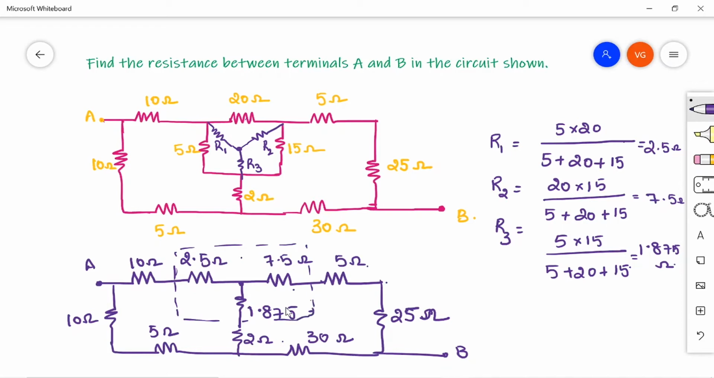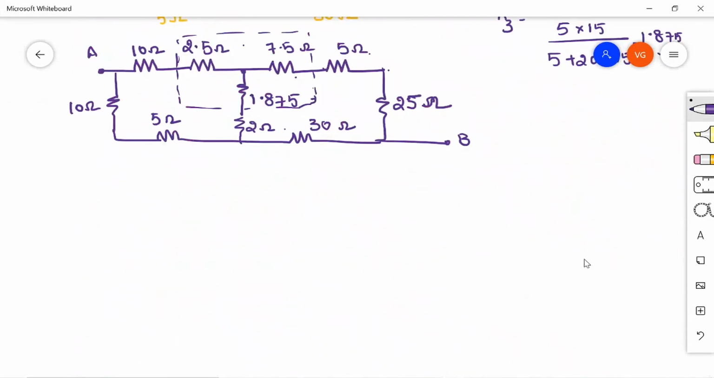Now you can simplify this circuit easily. 10 and 2.5 are in series, 7.5 and 5 are in series, then 1.875 and 2 are in series, right? Similarly this 25 also will come in series with this, right? So 7.5, 5 and 25 are in series. So let us draw the simplified circuit here.